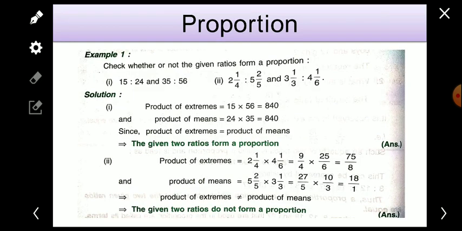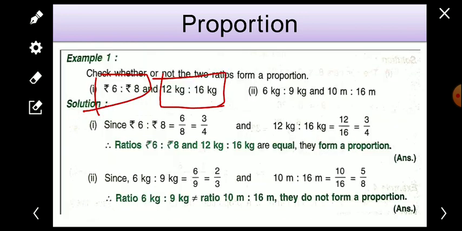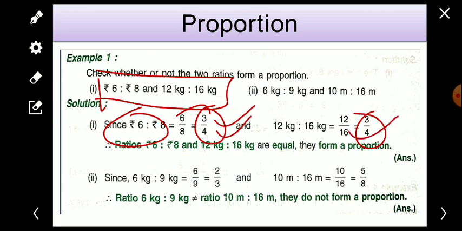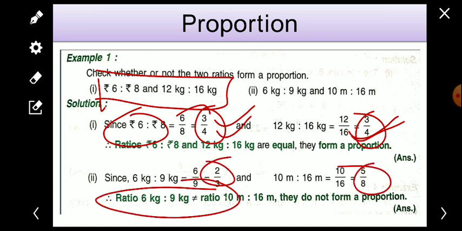Now some examples are there to check whether or not the given ratios form a proportion. Here we have to check whether they form a proportion or not. In the first example also we had checked whether they form the proportion or not, but the method was different: we simplified the ratios and saw whether the simplified value is the same or not. If the value was the same, it means they form the proportion. If values were not equal, then they were not in proportion.